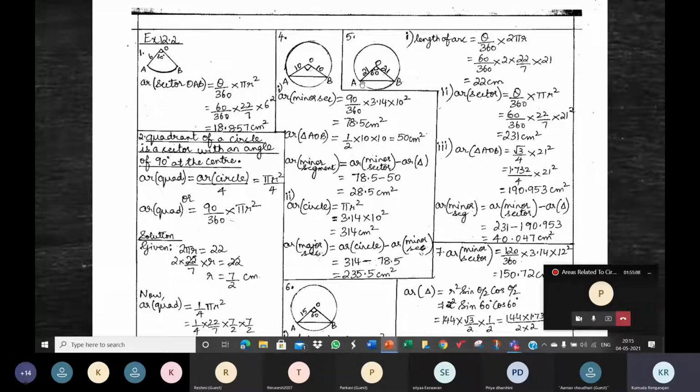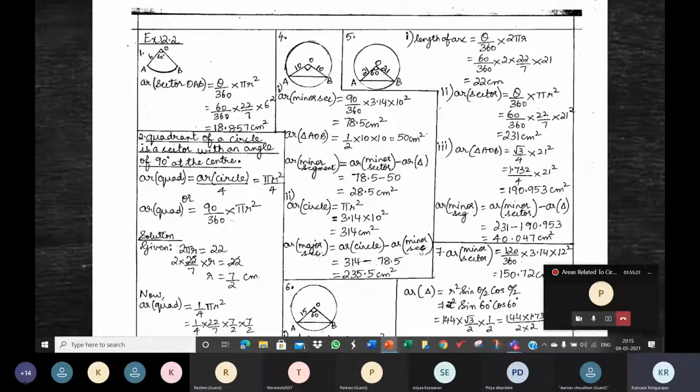On the boundary, you have the line segment OA, 21. You have the arc AB, 22 centimeters, we found here. And we have the radius again, OB, 21. 21 plus 22 plus 21. 64 is the perimeter of the minor sector.